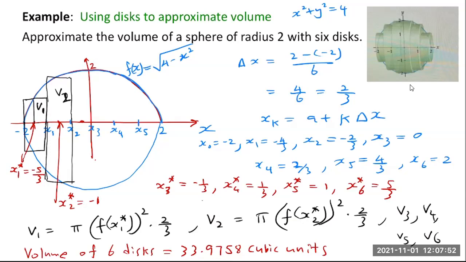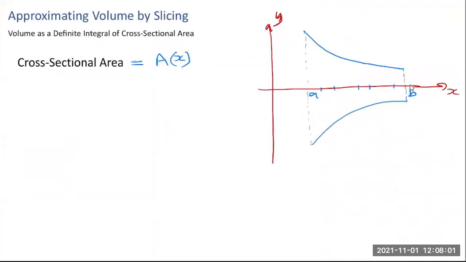That's the idea of volume. Volume by slicing in this section. All right. Let's move on. That's the motivational example. Now let's move on.